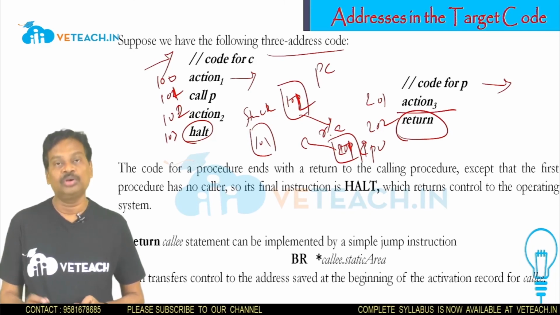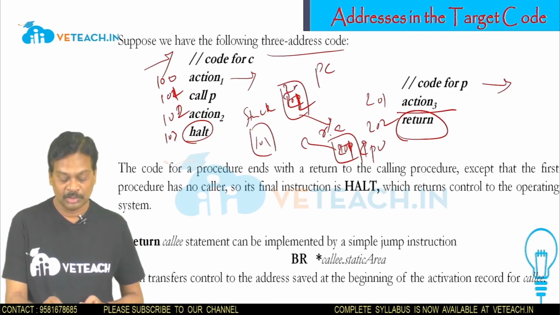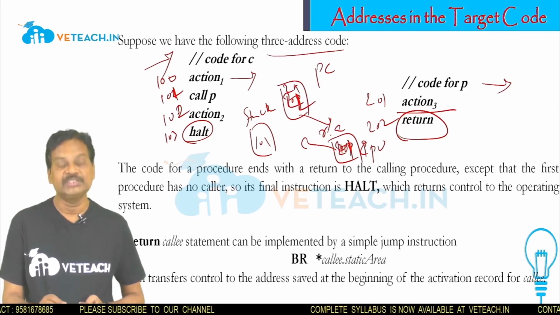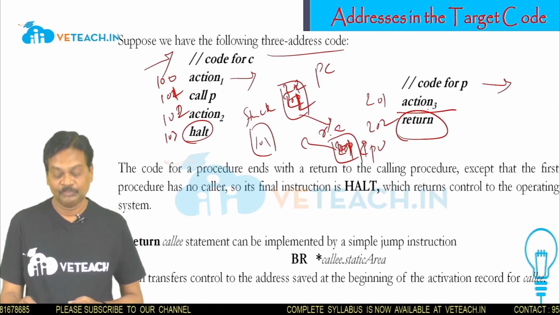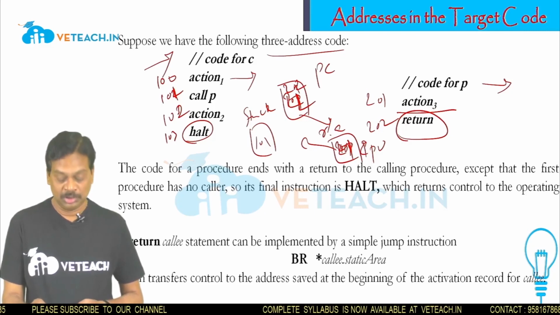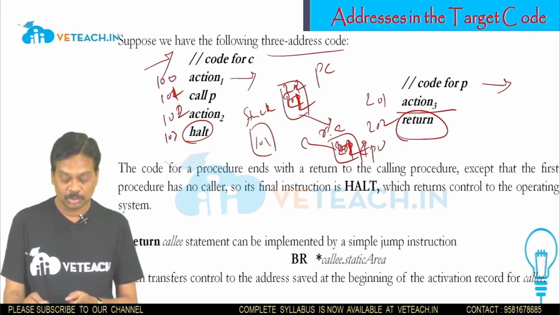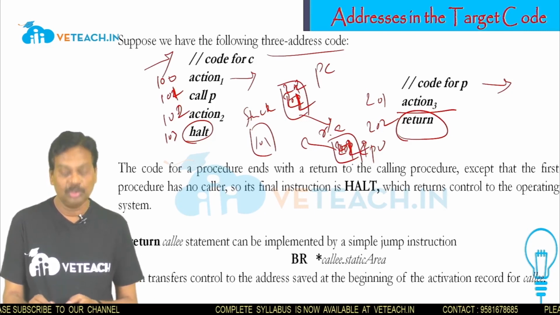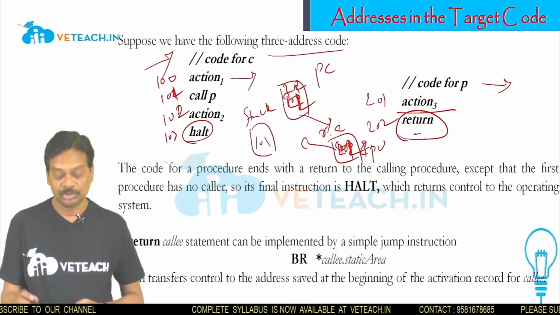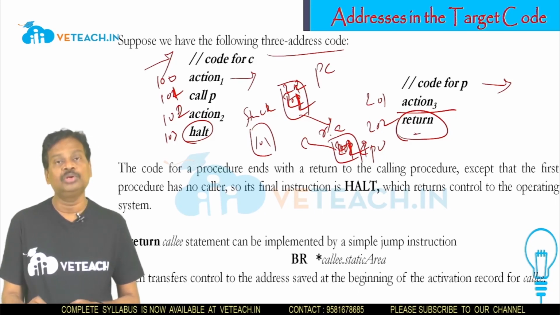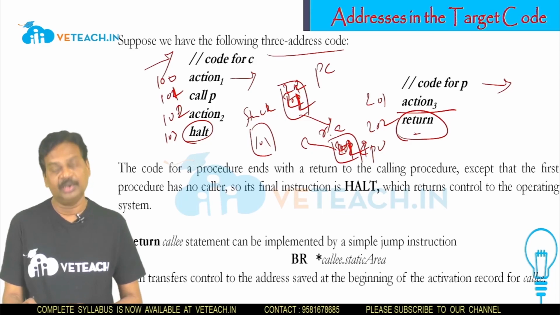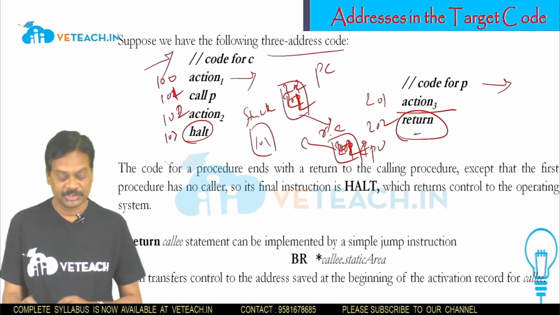Now 201 is executing. While 201 is executing, it becomes 202. 201 is completed, and immediately 202 is there. So what is 202? It is the return. After 202 there is nothing else, and 202 is the return instruction.